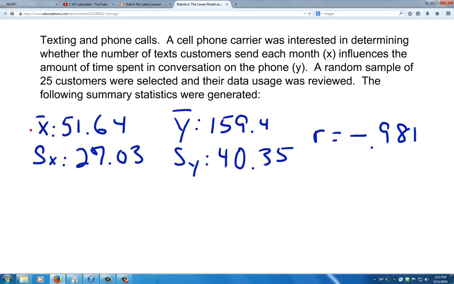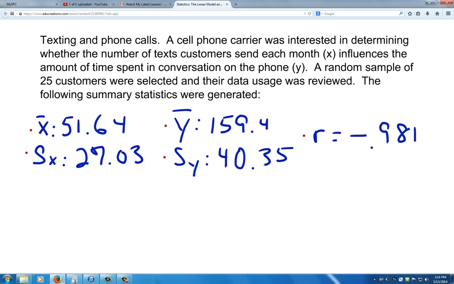The mean for X was 51.64. Standard deviation for X was 27.03. The mean for Y was 159.4. And the standard deviation for Y was 40.35. Our correlation was negative 0.981.